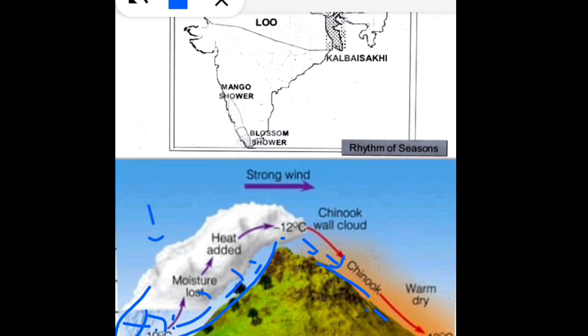Hope you have understood the concept of Chinook. It's a local wind which blows along the region of North America after crossing the Rockies mountain. Now let us discuss Mistral. Mistral is one type of cold local wind which prevails around the southern coast of France and the adjoining region in the northern part of the Mediterranean Sea.